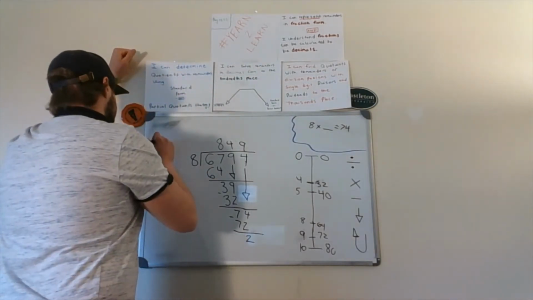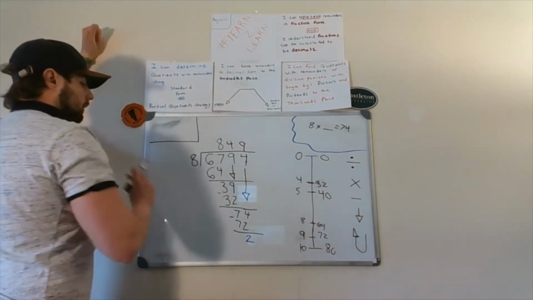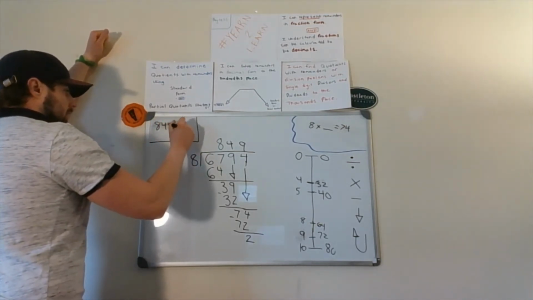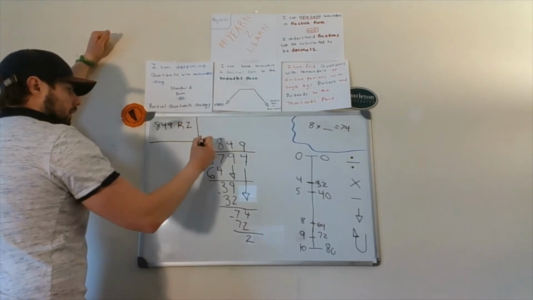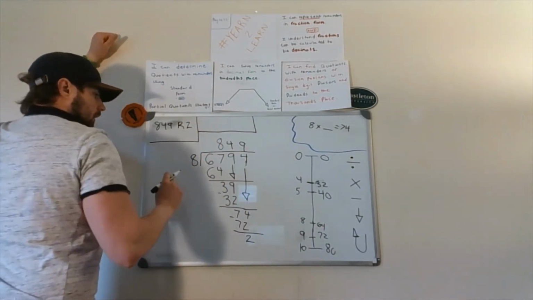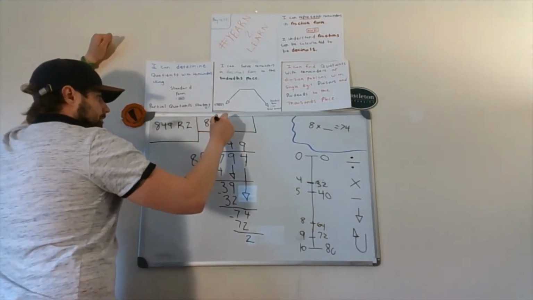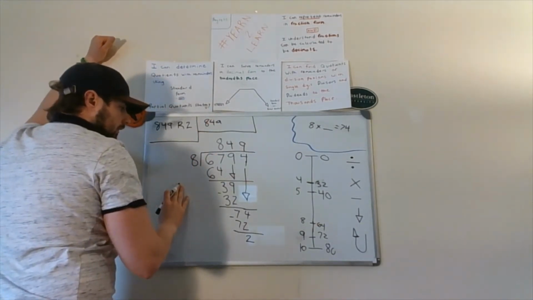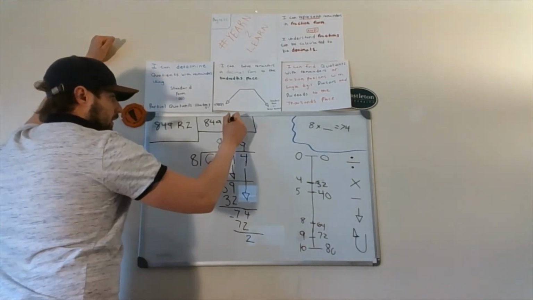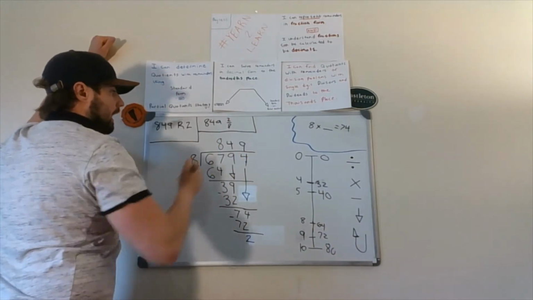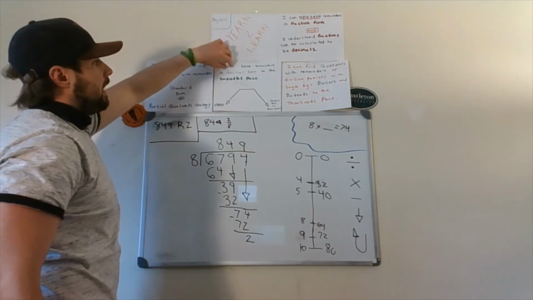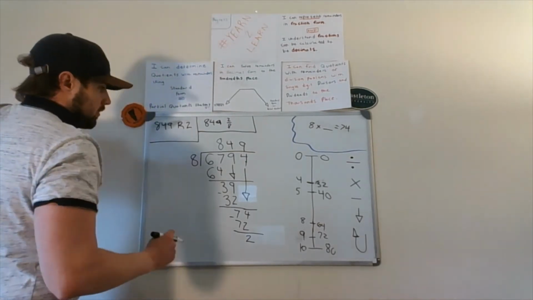Excuse me. I could stop here if we were looking for remainders. 849, remainder 2. I also could find that fraction remainder. 849 and 2/8, 2 over 8. But we're learning how to find remainders in decimal form to the hundredths place.